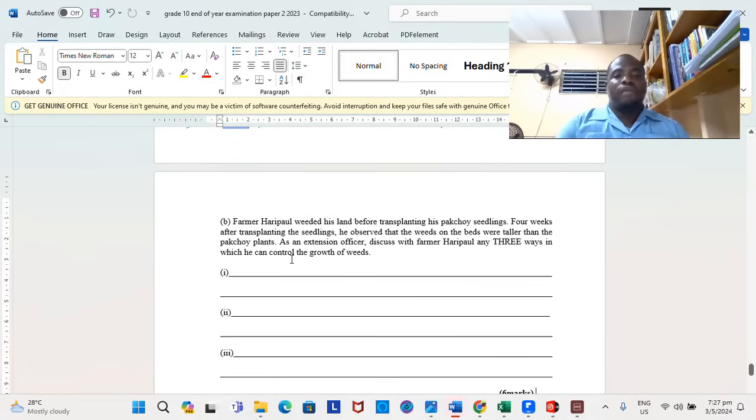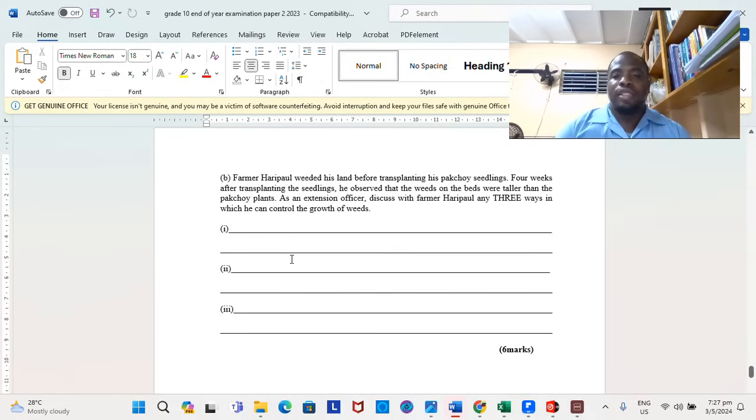Farmer Harry Paul weeded his land before transplanting his pak choy seedlings. 4 weeks after transplanting the seedlings, he observed that the weeds on the beds were taller than the pak choy plants. As an extension officer, discuss with farmer Harry Paul any 3 ways in which he can control the growth of weeds.